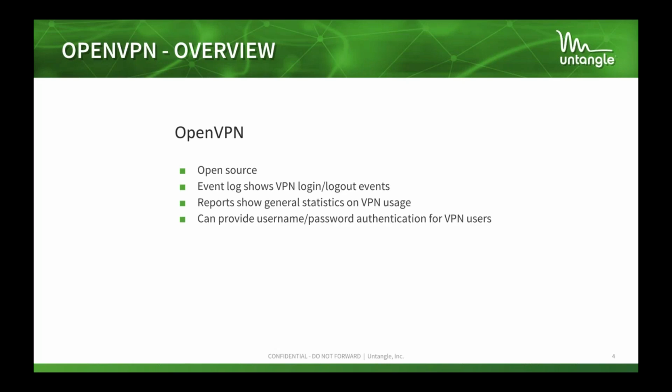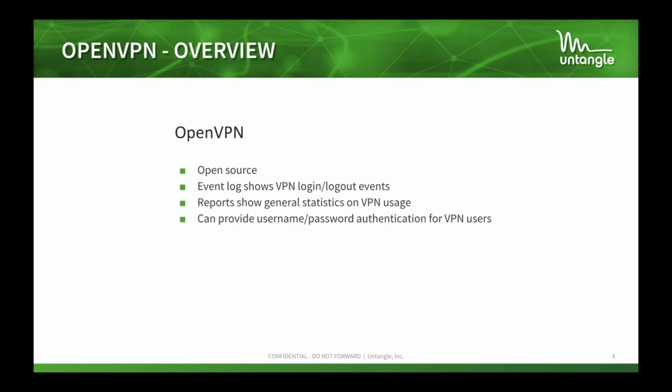Just a quick breakdown. OpenVPN is open source. This is a very standard, tried and true, stable VPN protocol that you can just go get. You'll get event logs for VPN logouts, login events, things like that on Untangle. And if you're familiar with Untangle, you know that our reporting is as good as it gets. So we can show some general stats on VPN usage, but with our new version, with our new OpenVPN module, we can also provide username and password authentication for VPN users.